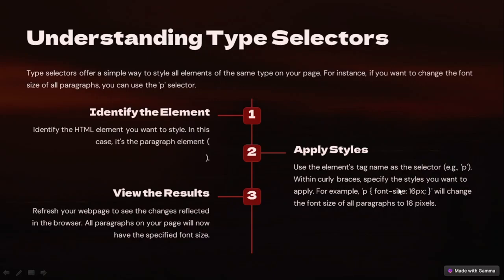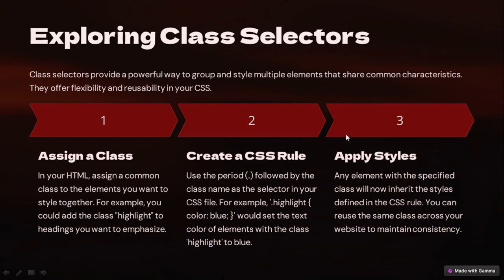Be it the color, be it the font, be it the background, whatever you want to apply. And that thing will change the font of all the paragraphs or all the colors to whatever you have given it to do. Then number 3 is to view the result, which is you going to your go live tag or rather extension and then refresh your page to see all these changes reflected in your browser.